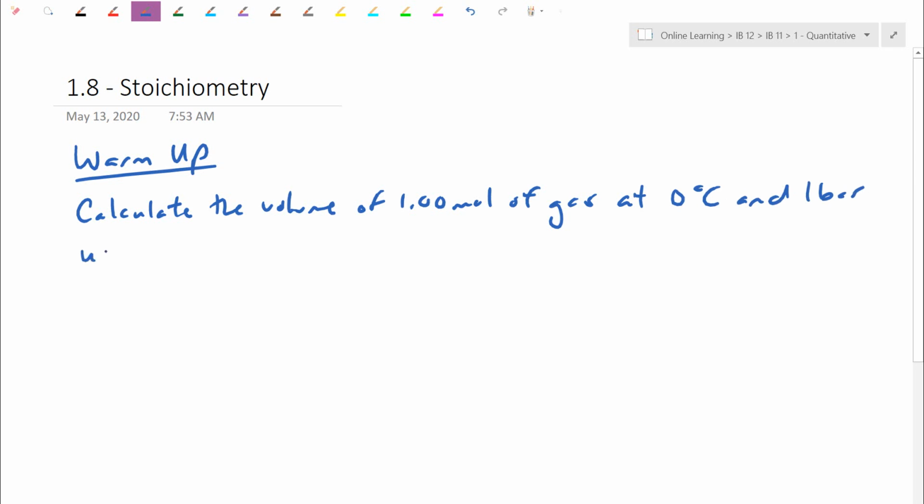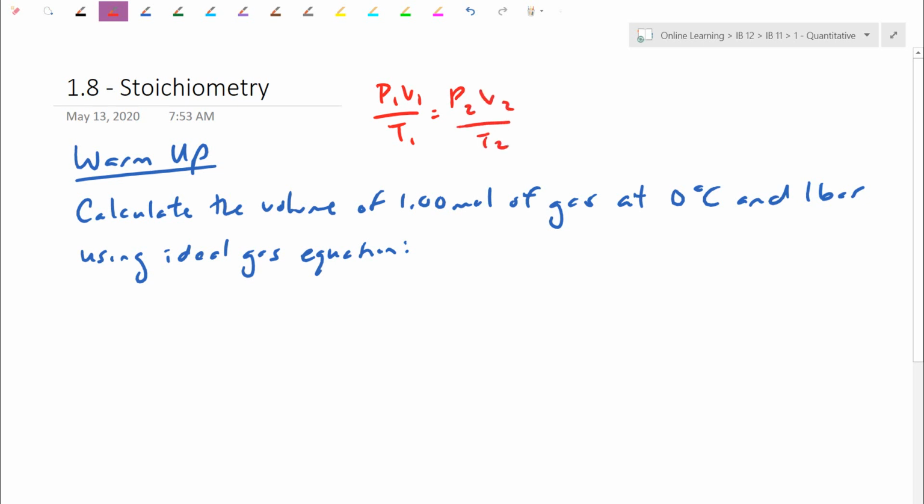I'm going to specify as well using the ideal gas equation. Remember when we did this gas law section, we had two potential formulas. One was the combined gas law, which you have to memorize: P1V1 over T1 is equal to P2V2 over T2. We'll know to use that formula whenever there's a comparison between, okay, here's the before, here's the after, I'm changing the pressure, I'm changing the temperature, what is the new volume, that sort of question.